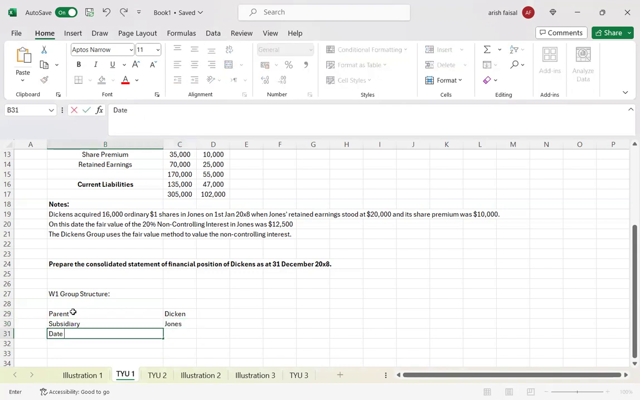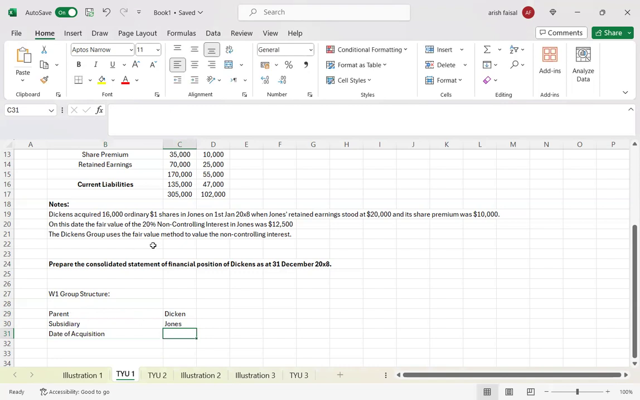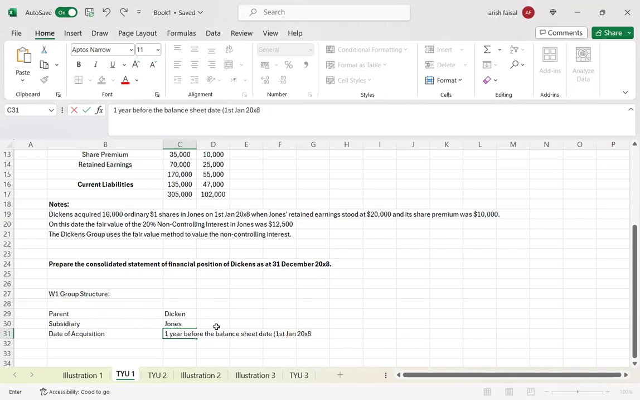Now, the other thing you have to do is figure out the date of acquisition, which is 1st of January 2008, whereas you're preparing the balance sheet as at 31st December 2008. So the date of acquisition is 1 year before the balance sheet date. So that's 1st of January 2008.